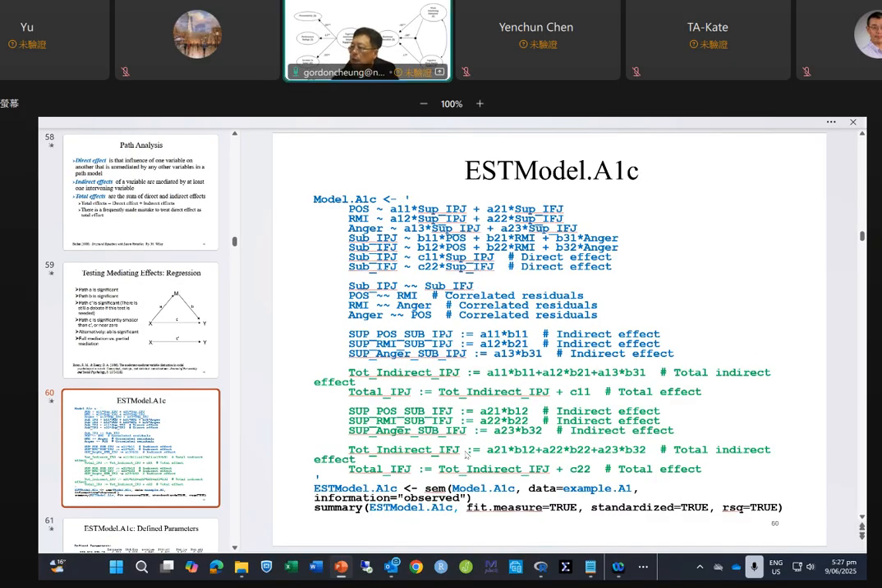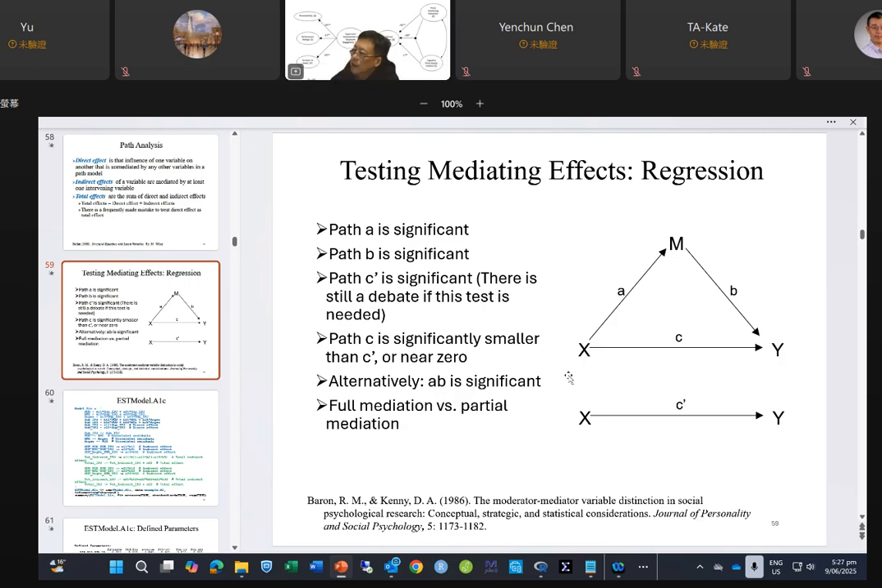Now here, the indirect effect is A times B. The total effect is A times B plus C. Do you all understand what I'm talking about?